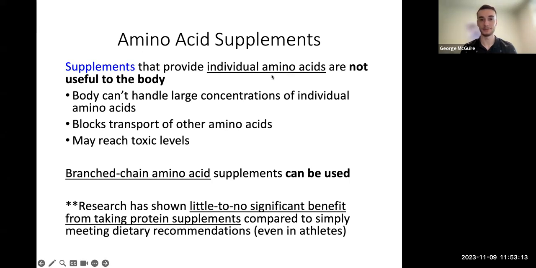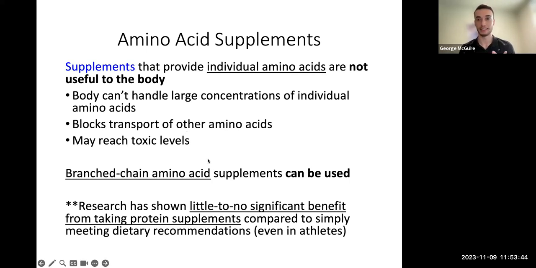Supplements that provide high concentrations of individual amino acids are not useful to the body. Our body is not able to handle large concentrations of individual amino acids. Our systems are set up to break down and utilize large complex chains of proteins in order to get a variety of amino acids. So any supplement that is just giving you really high concentrations of specific amino acids is more likely to negatively impact your system than it is to benefit. And you risk reaching those toxic levels because we have too much of them.